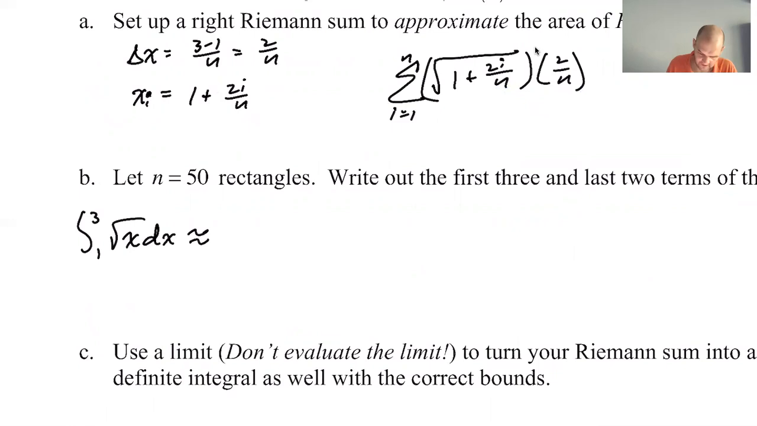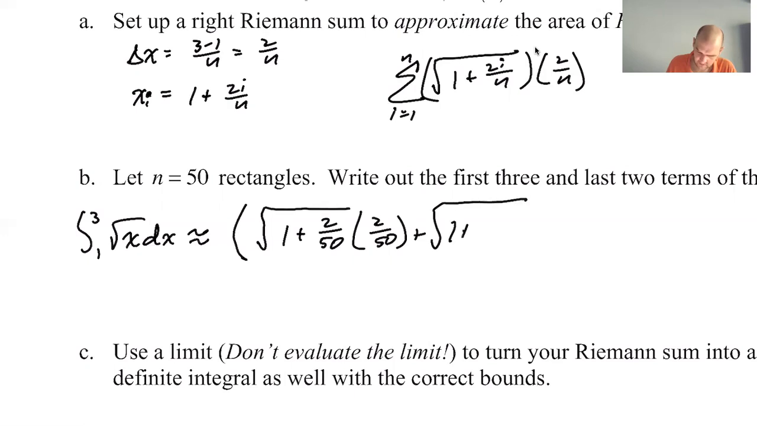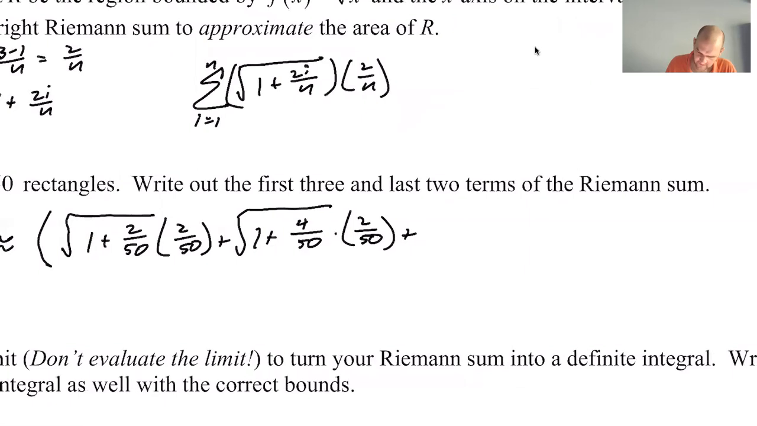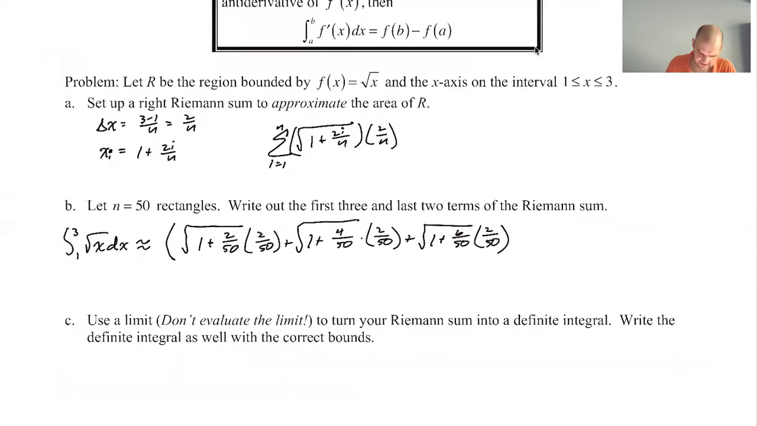when i is equal to 1, we get the square root of 1 plus 2 over 50, times 2 over 50. When i is 2, we get 1 plus 2 times 2, so 4 over 50, times 2 over 50. When i is equal to 3, we get the square root of 1 plus 6 over 50 times 2 over 50. Then we're going to do a plus dot dot dot.